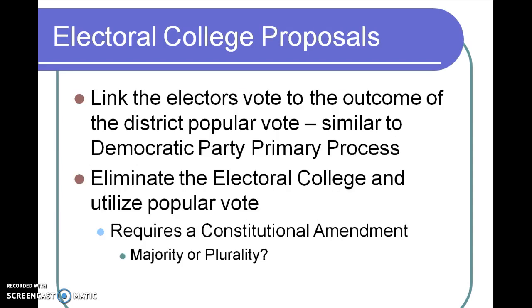There are a couple of proposals to change this out there in the world. One would be to link the electors to the outcome of the district popular vote. This is exactly what Nebraska and Maine do. Another would be to eliminate the Electoral College, but that would take a constitutional amendment, and I want you to consider whether you would support that. And what would you require? A majority of the popular vote, a plurality of the popular vote? There need to be some nuances there.